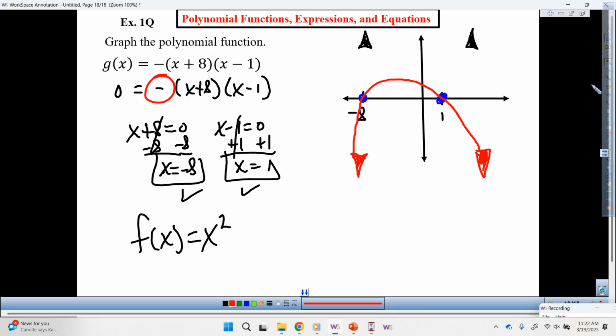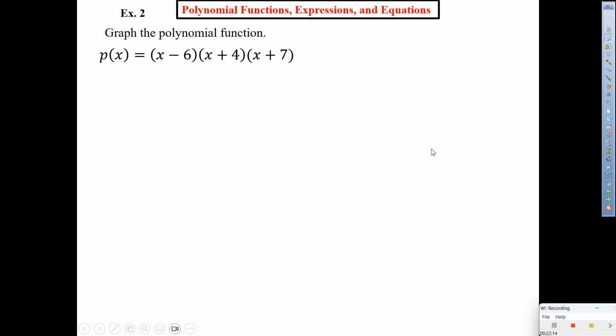Let's do another one. Let's crank it up. Example number 2. Write this down. P of x equals, parentheses, x minus 6, x plus 4, x plus 7. Let's see. Follow the process. I'm going to give you a head start for this one. See if you can do that one by yourself. Go.